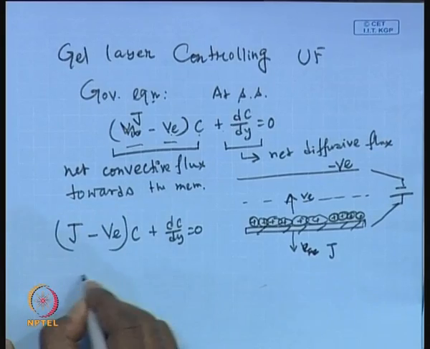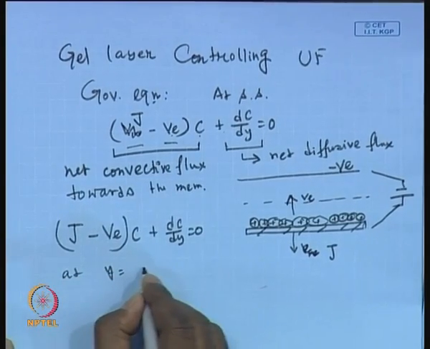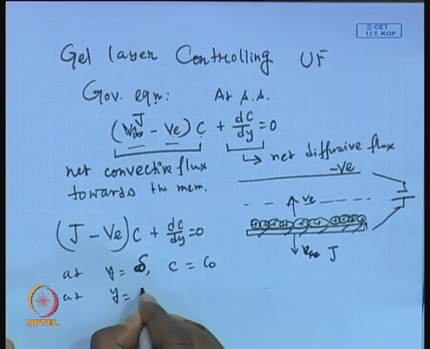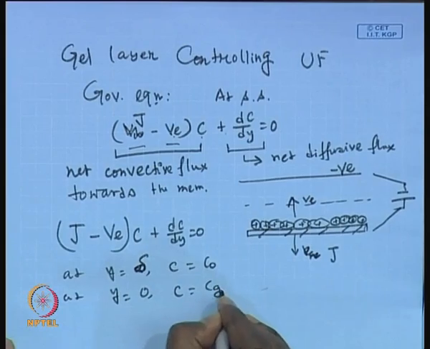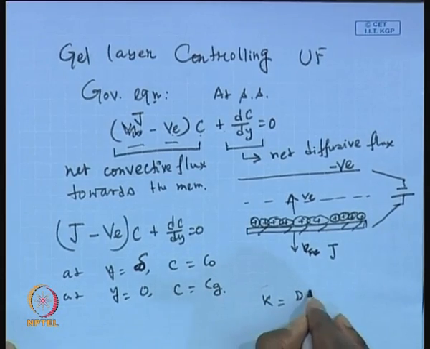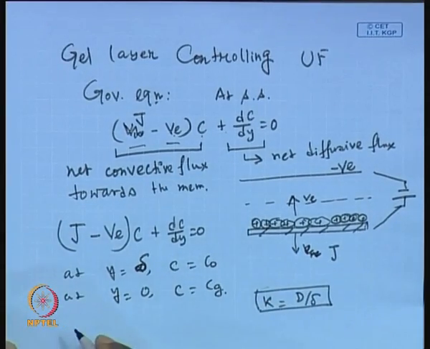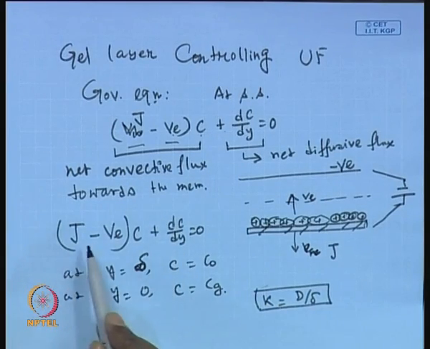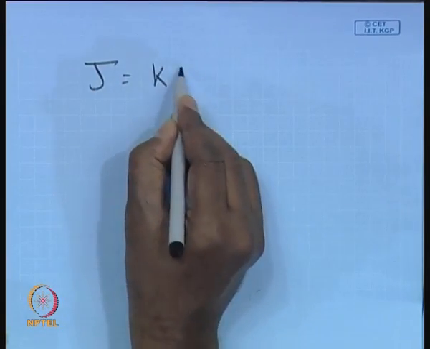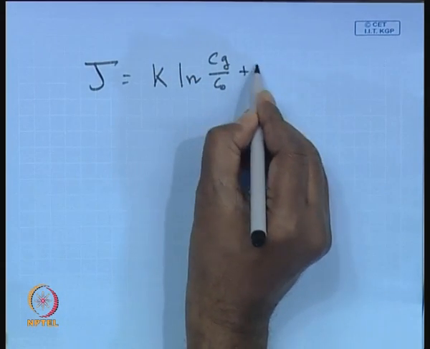Okay. And we can use the boundary condition at y is equal to delta, there is the thickness of the mass transfer boundary layer, C is equal to C naught, and at y is equal to 0, my C is equal to C gel, that is the gel layer concentration, and we define the mass transfer coefficient as D by delta. The film mass transfer coefficient is D by delta, and you can integrate this differential equation across the mass transfer boundary layer thickness from 0 to delta. Okay. So, if you really do that, what you will be getting is J will be nothing but equal to K ln(Cg by C naught) plus VE.